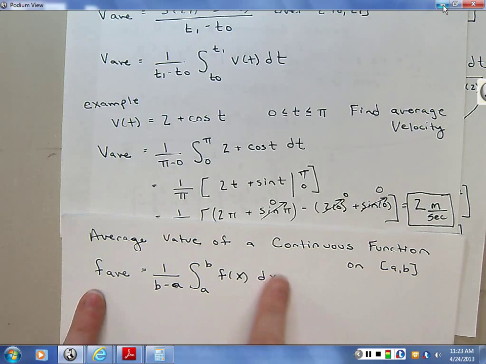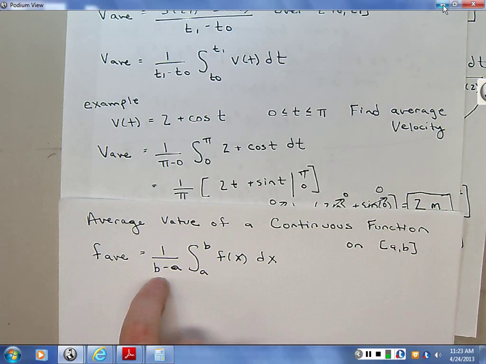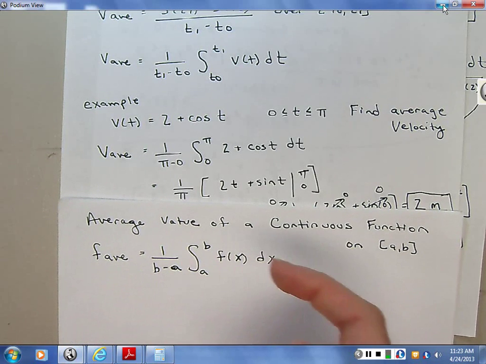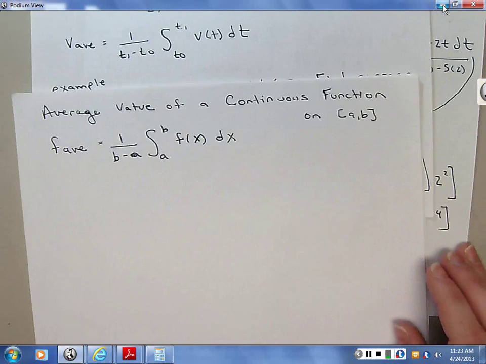So this is kind of the formula for the average value. You take 1 over the length of the interval times the integral over the interval. So I always get kind of tongue-tied there.